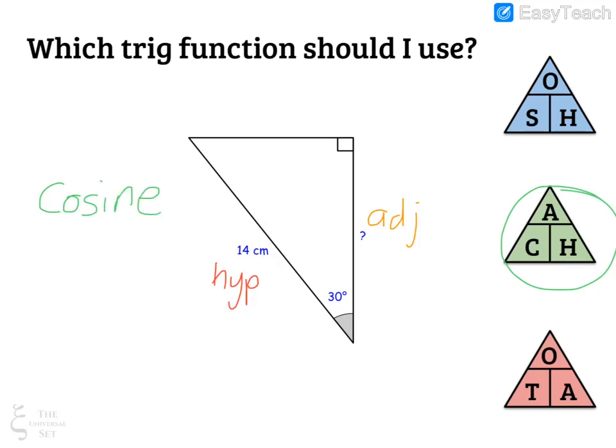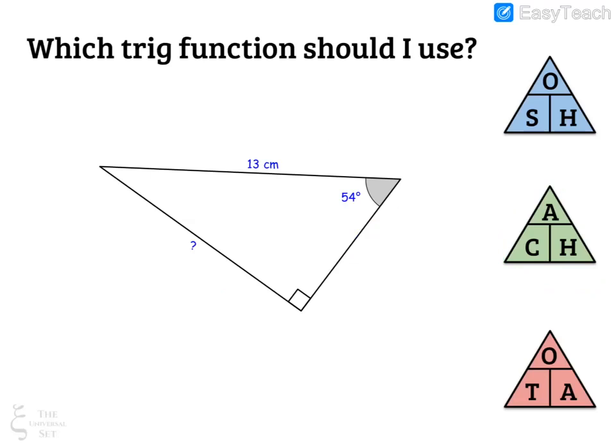Let's do one more, shall we? Which trig function am I going to use here? Well, this side here is the opposite. It's opposite the marked angle. This side here must be the hypotenuse. So which of my functions involves the opposite and the hypotenuse? Is this one. I'm going to be using the sine function here.